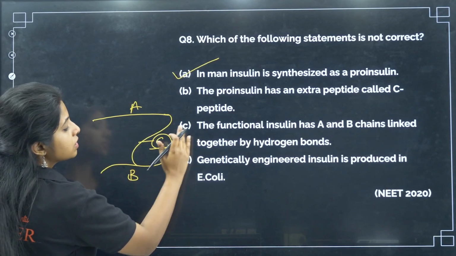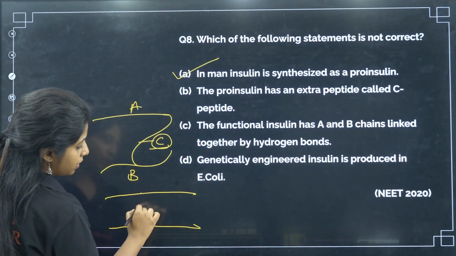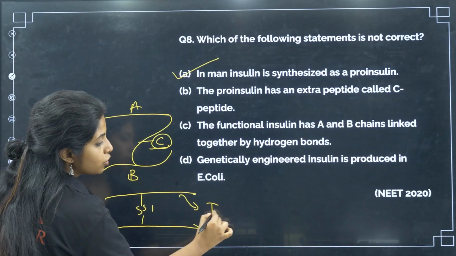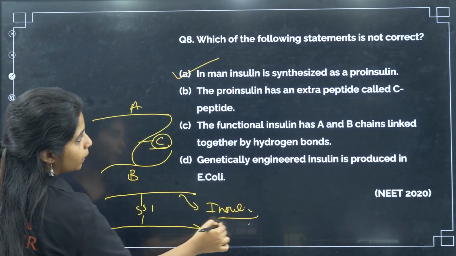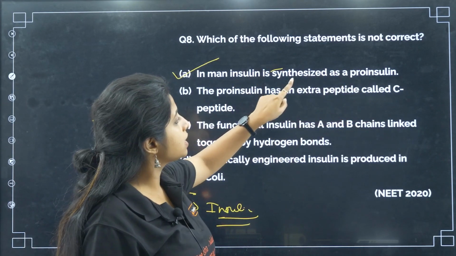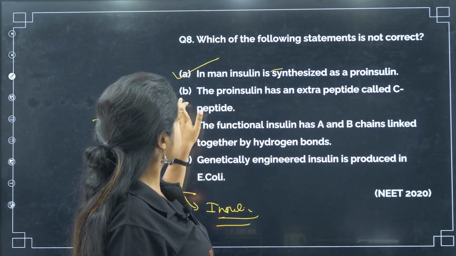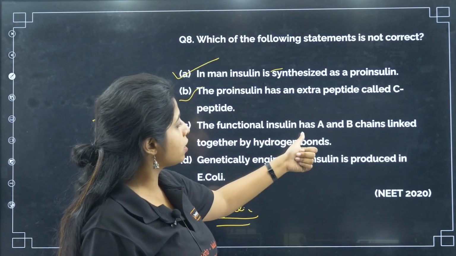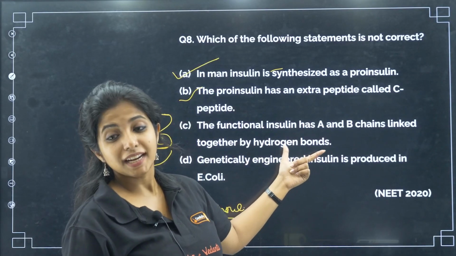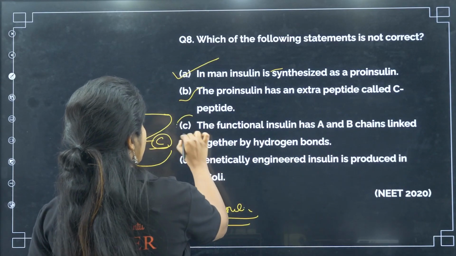So this is pro-insulin. Now when you remove the C peptide, when you just have A and B and they are joined with the help of disulfide bridges, it becomes the mature form of insulin. Okay, so in man, insulin is synthesized as pro-insulin. Correct, ma'am. The pro-insulin has an extra peptide called C-peptide. Correct, ma'am. The functional insulin has A and B chains linked together by hydrogen bonds. It is disulfide bond. So this is the wrong statement.